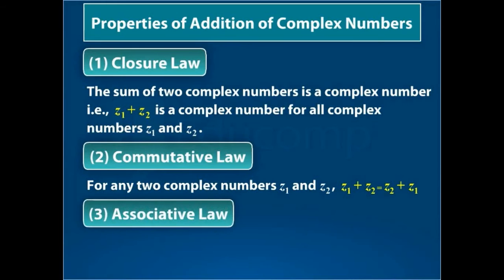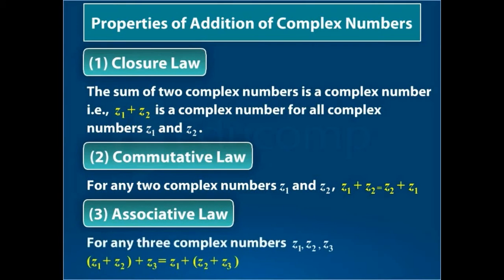The associative law. For any three complex numbers z1, z2 and z3, within brackets z1 plus z2 plus z3 is equal to z1 plus within brackets z2 plus z3.